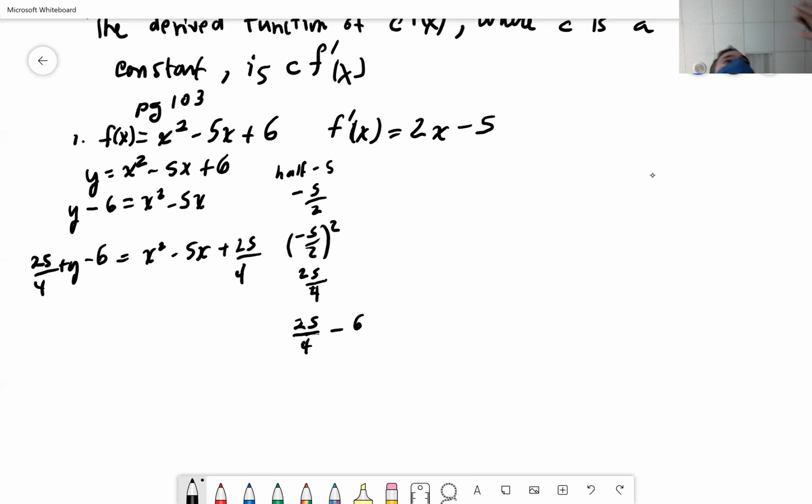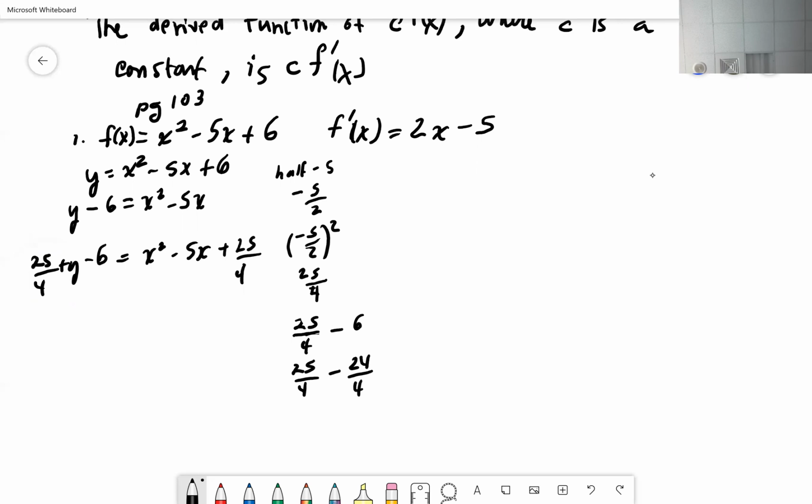Let me slide the board up. You can put a 1 under 6, yes? And what will you turn negative 6 into? Negative 24 over 4 would work. In other words, you represent 6 as a fraction. 6 times 4 is 24, and then divided by 4, you still have 6 there, don't you?